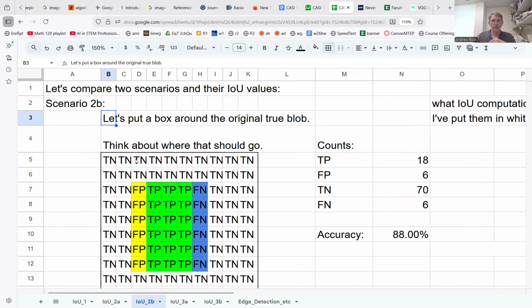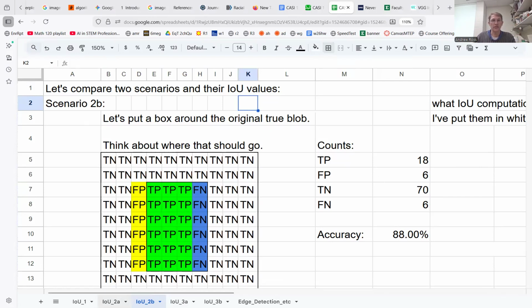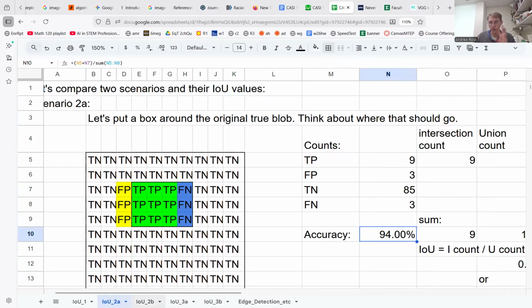Again, a 10 by 10 image. Let's think about where to put a box around the original true blob. In this case, it's all the true positives and all the false negatives, but now there are twice as many of them, and there are also twice as many false positives. So our accuracy is now 88%. So that's interesting. The accuracy percent that we compute changed between these two.